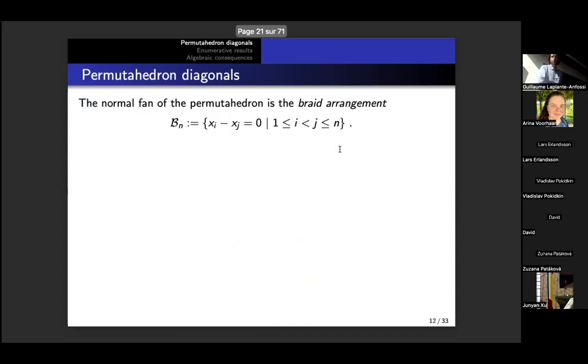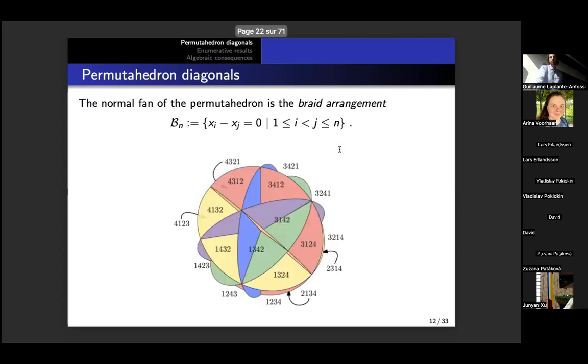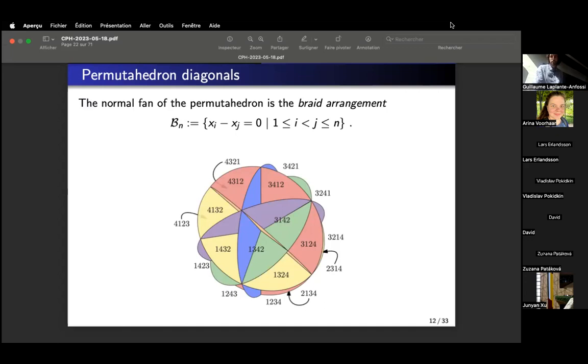When you look at the dual, the normal fan of the permutahedron is a hyperplane arrangement, and it's called the braid fan, or the braid arrangement. And when you take the pi1 of the complement of this hyperplane arrangement, you get the braid group. So here again, something that is really central in many respects.